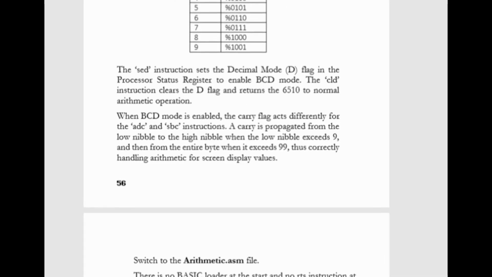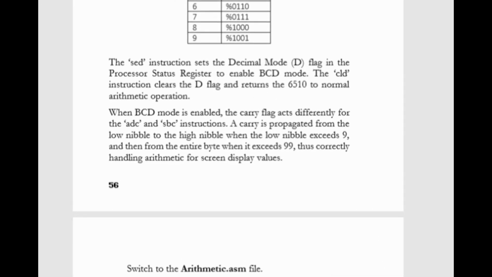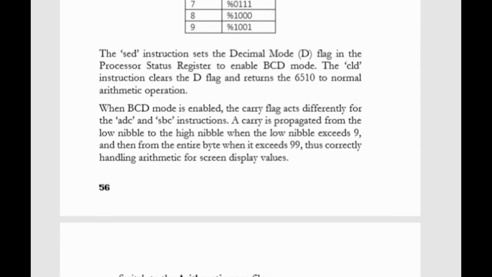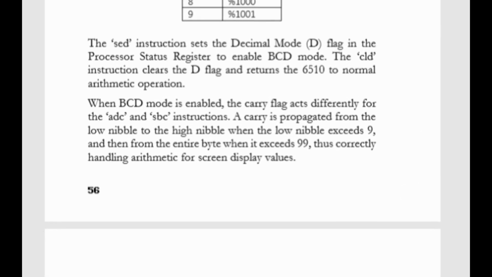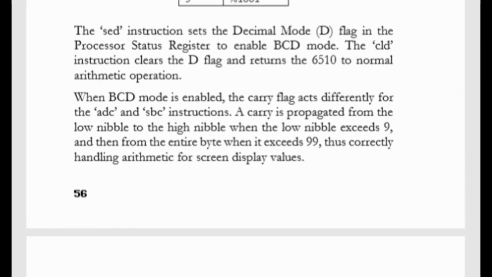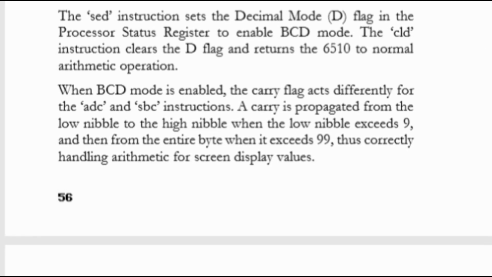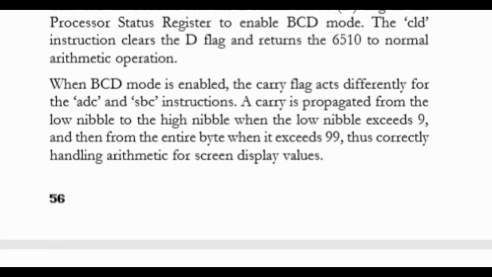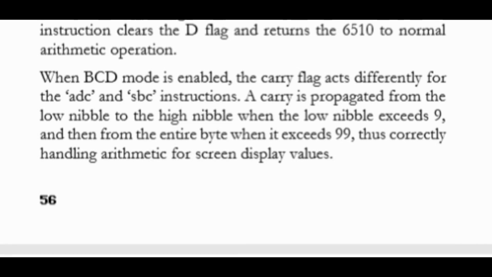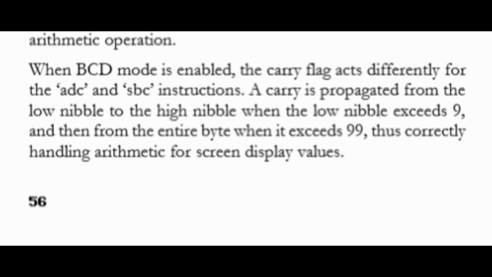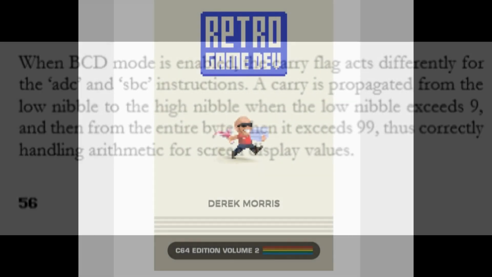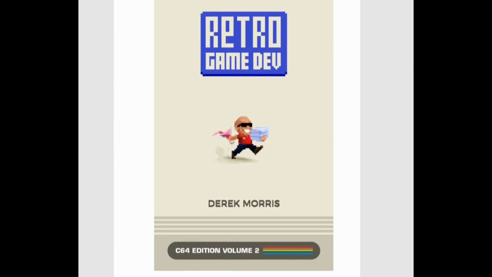Quoting from the book, "When BCD mode is enabled, the carry flag acts differently for the ADC and SBC instructions. A carry is propagated from the low nibble to the high nibble when the low nibble exceeds 9, and then from the entire byte when it exceeds 99, thus correctly handling arithmetic for screen display values." This alone, along with Derek's verbose explanations, make this book worth the purchase.